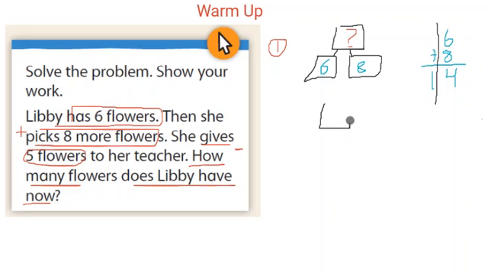So let's draw another number bond here. And that number here, we have 14. That's the total of 14, right? So she has 14. But it says here she gives 5 flowers away. So that's one of the parts. And we're trying to find that part right there. So this is unknown. I'm just going to do this here real quick.